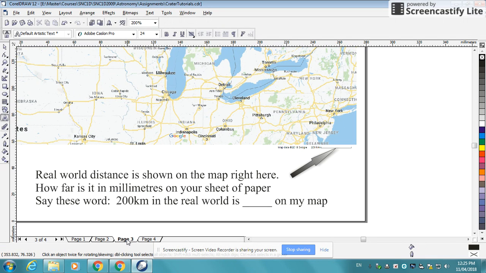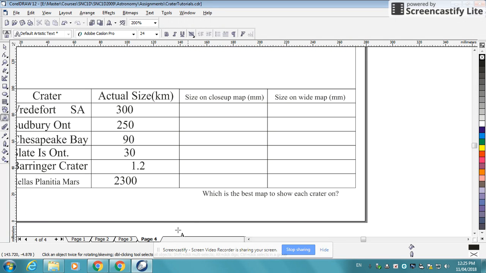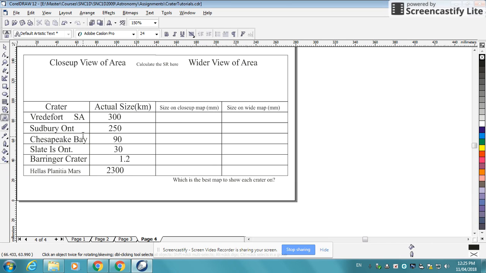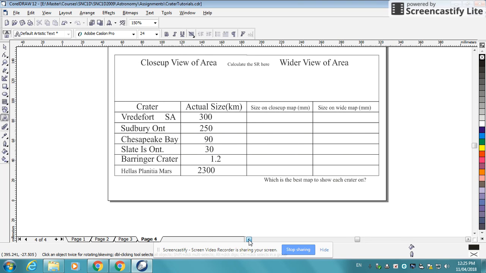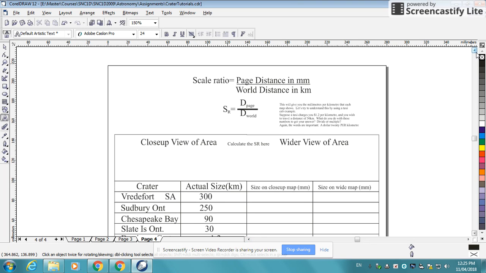Then there will be a different scale on this map because it's got a bigger view. Finally, we are going to attempt to take the size of these real craters in kilometers, and we'll use our scale to convert them to the size we should draw them on our sheet of paper. And to do that, we need to make a map scale.